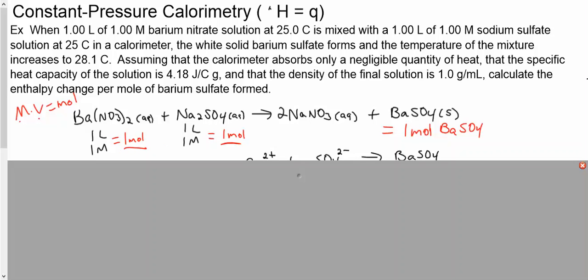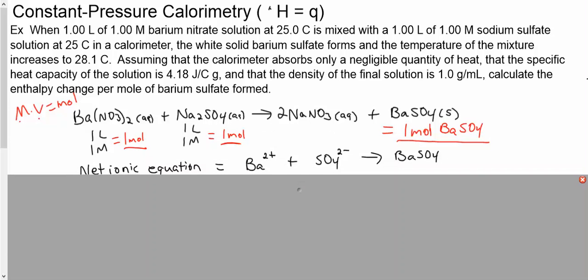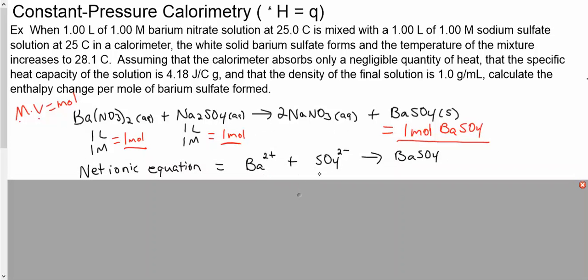In this case, because the equation is balanced with simply ones, we can see that it's a 1 to 1 to 1 ratio. So we have 1 mole of barium nitrate combining with 1 mole of sodium sulfate, and we're going to get 1 mole of barium sulfate. So this is perfectly written so that we will be able to see the molar delta H, or the molar change in enthalpy. Since 1 mole is formed, however much heat is released by this reaction will give us per mole. I went ahead and wrote the net ionic equation for this. It's given here, 1 to 1 to 1 mole ratio.